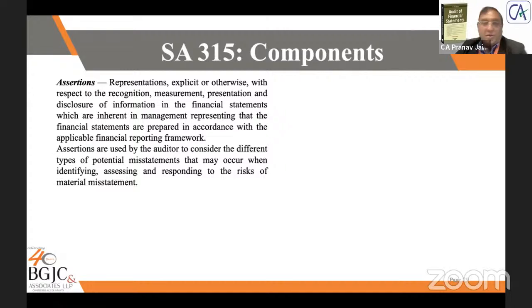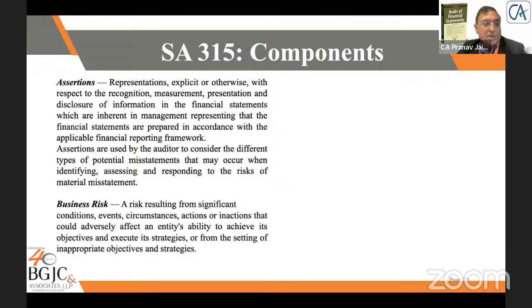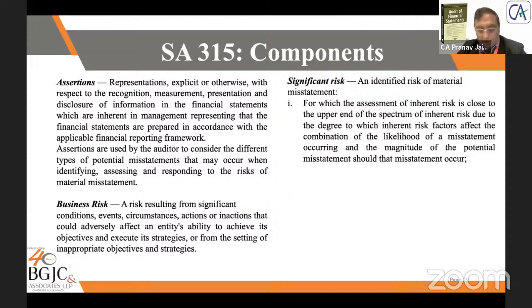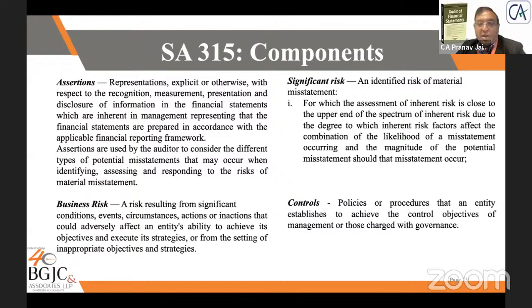So SA 315 talks about these components: assertions, business risk, and significant risk. I will not go into the definitions. We were given the standard. We all understand assertion, what is business risk, and a significant risk. So the significant risk is an inherent risk which is close to the upper end of the spectrum of inherent risk, which we have already discussed, a combination of likelihood and magnitude. And the controls, again, we understand.